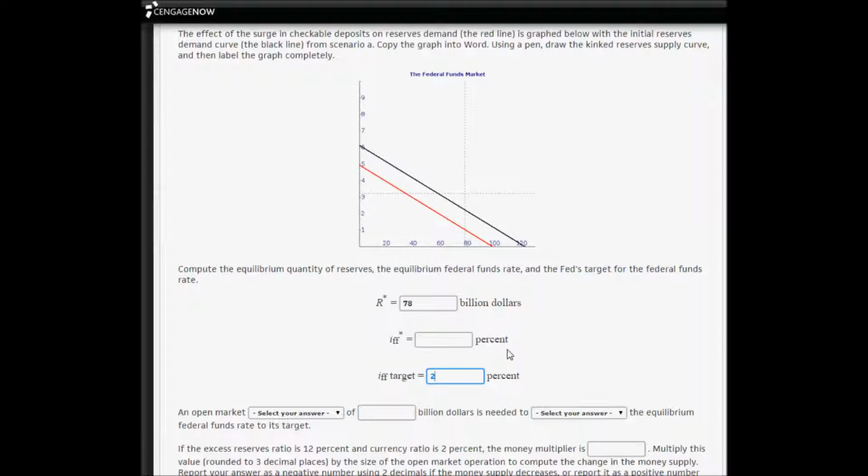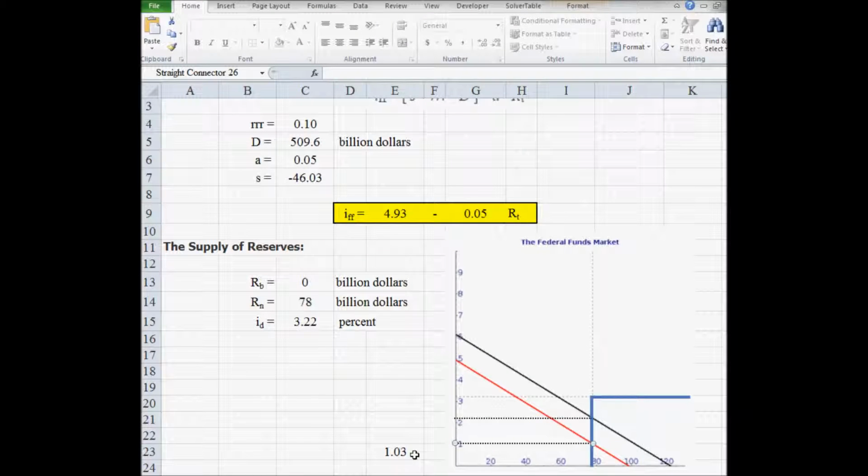The target is still 2.22. The federal funds rate, as Excel showed, is now 1.03. I'm plugging in the quantity of reserves into the new demand curve, and I get 1.03.